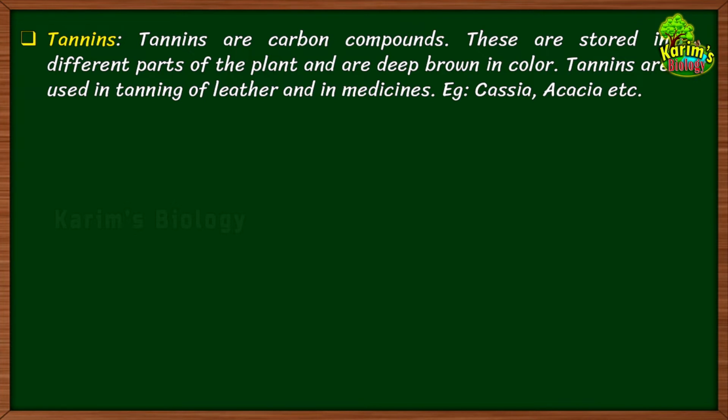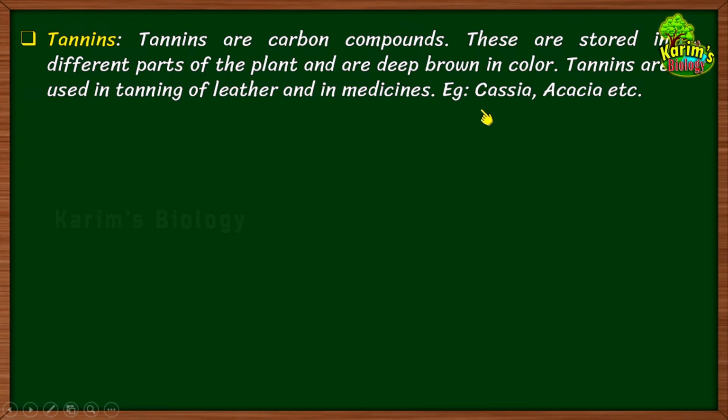Here we are going to learn about another type of secondary metabolites called tannins. Okay, so what are tannins? Tannins are carbon compounds, and they are stored in different parts of the plant, and they are deep brown in color. So now you may be wondering, what is the use of these tannins? They are used in the tanning industry. That means they are used in tanning of leather and also in medicines.